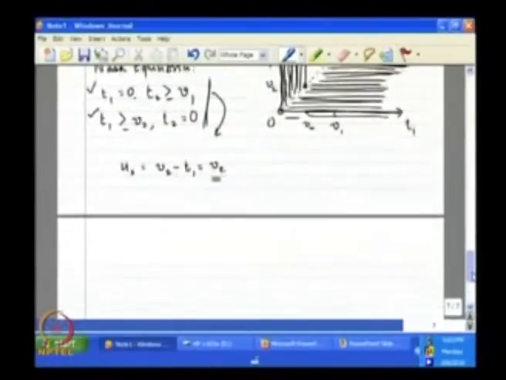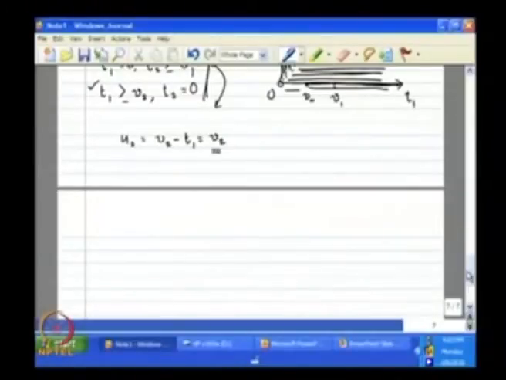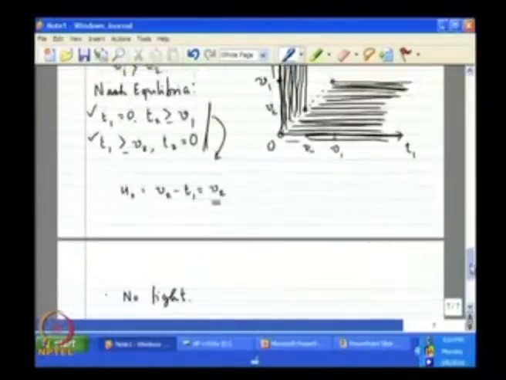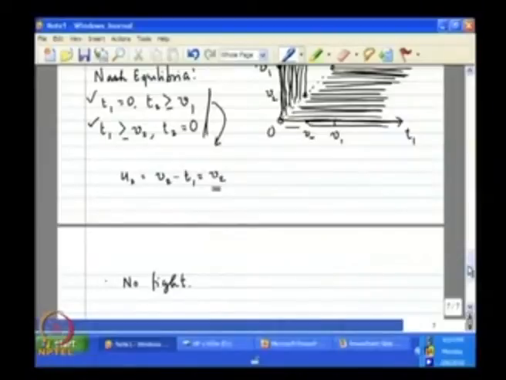Now, some quick observations. First is that in this Nash equilibrium, there is no fight in equilibrium, because you see one of the players is always giving up in the beginning itself, he is not fighting. The other player is announcing some fighting time, but since the first player is not fighting, it in fact means that in the equilibrium there is no fight.